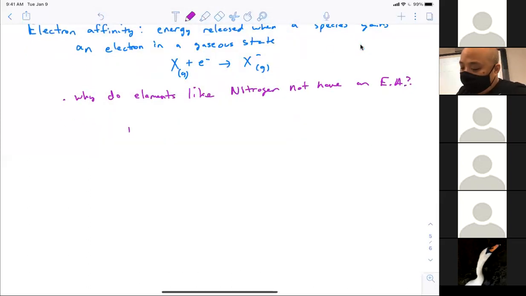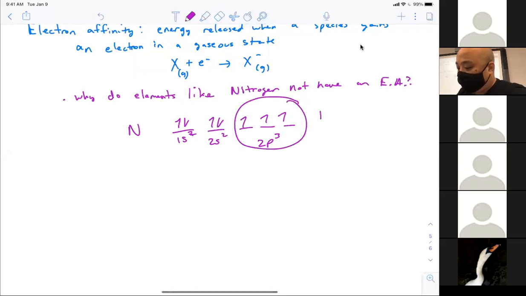Exactly. So like Nathan said, when you draw out nitrogen, you go 1s2, 2s2, 2p3. So it looks like this, where you already have a half full sublevel. So adding an electron to that actually increases the repulsion so much, it becomes more unstable. So there's no benefit for nitrogen to do that. Therefore, that's why you see nitrogen not having an electron affinity listed on your periodic table.